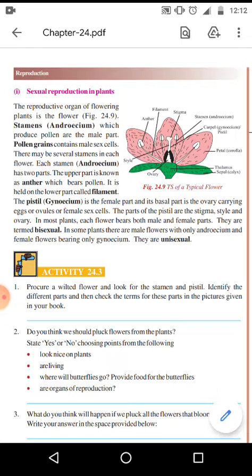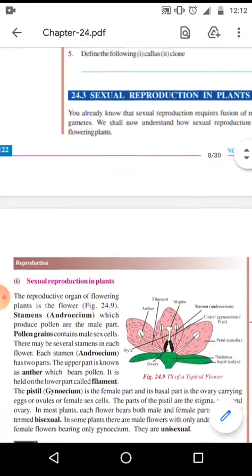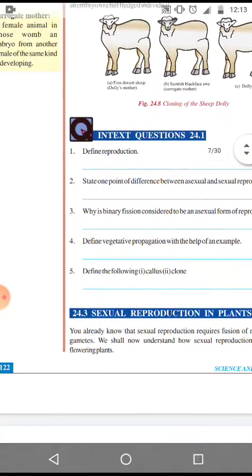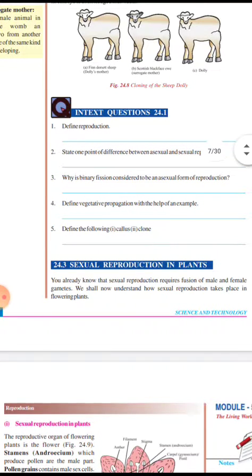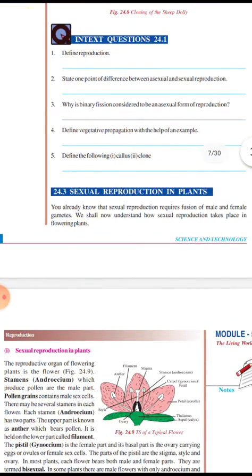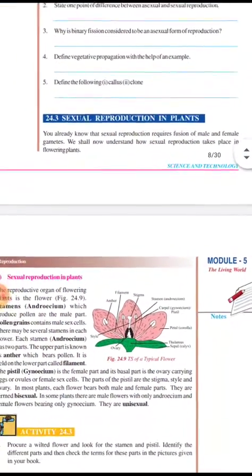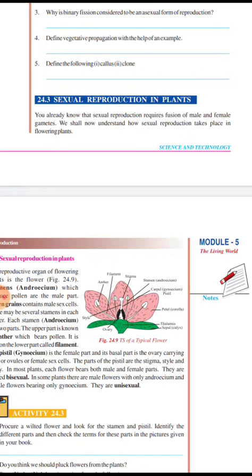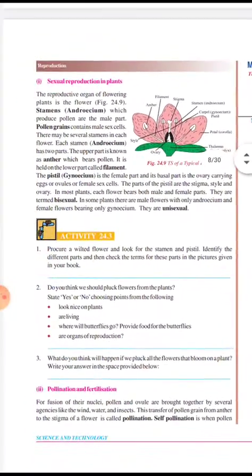So, inshallah, from today we will resume our classes. Last class we stopped at asexual reproduction in plants. Today we will see sexual reproduction in plants and animals. We already know that sexual reproduction requires the fusion, that is joining, of male and female gametes. Gametes means sex cells, and now we will understand how sexual reproduction takes place in flowering plants.